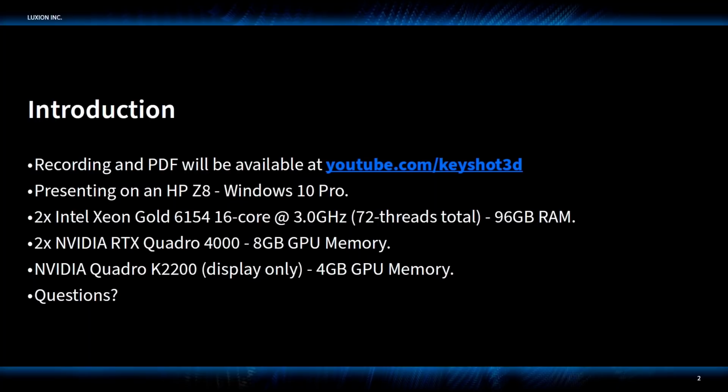Today, I'm presenting on a beast of a machine. This HP Z8 running Windows 10 Pro has two Intel Xeon Gold 16-core processors, equaling 72 threads total. I will have a little demo at the end. I'll probably knock back the cores a bit.